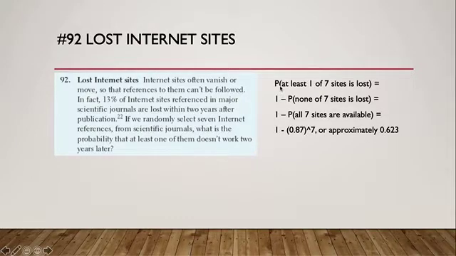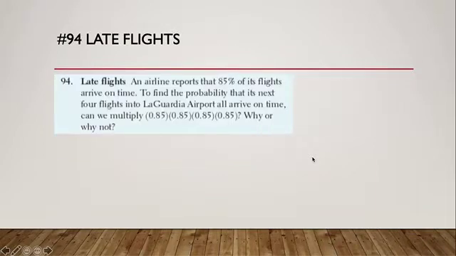So again, there's that phrase, at least one: 1 minus none. None of the 7 sites is lost. If this is the percentage of the time that they're lost, then 87% of the time they're available. And if none of them are lost, that means all of them are available, all 7. So I can just take 0.87 to the power 7, subtract that from 1, and we're good to go. So a few questions then in context.